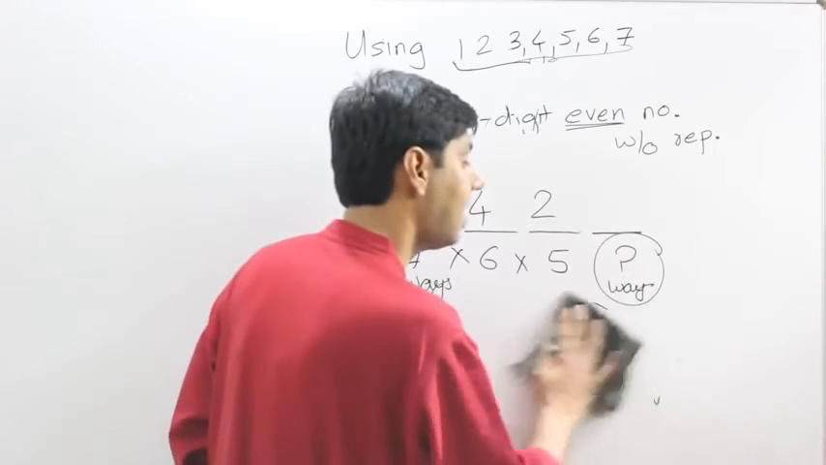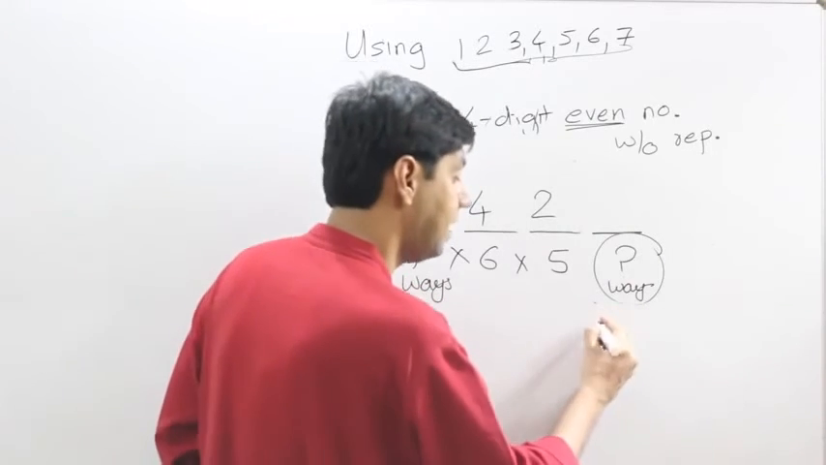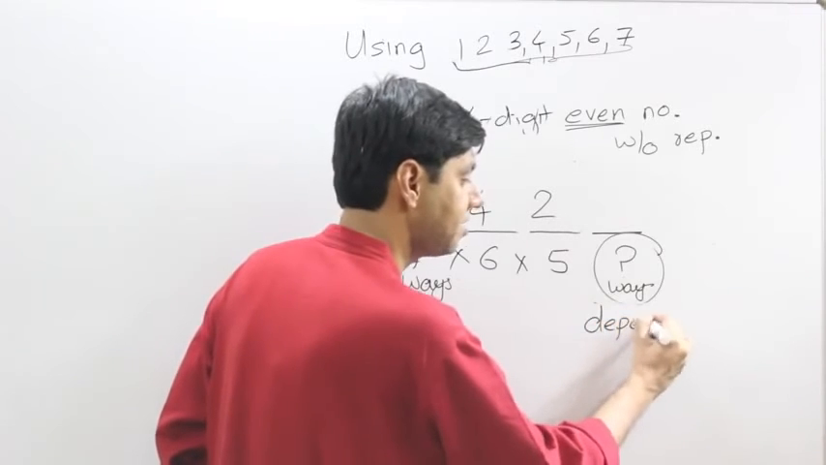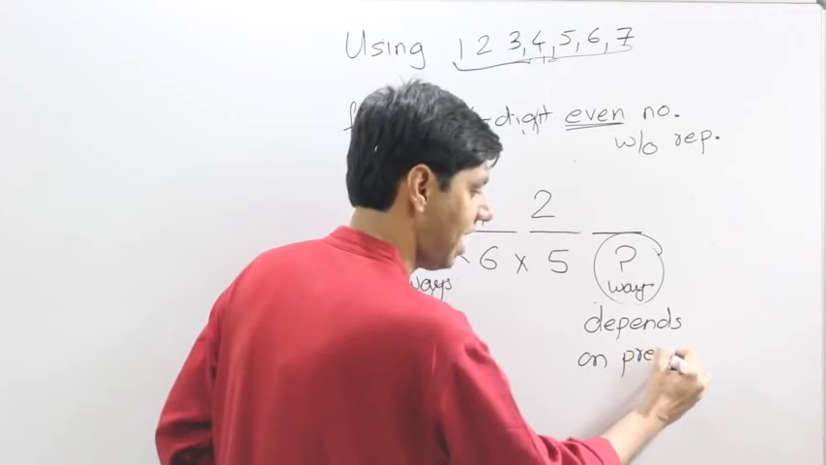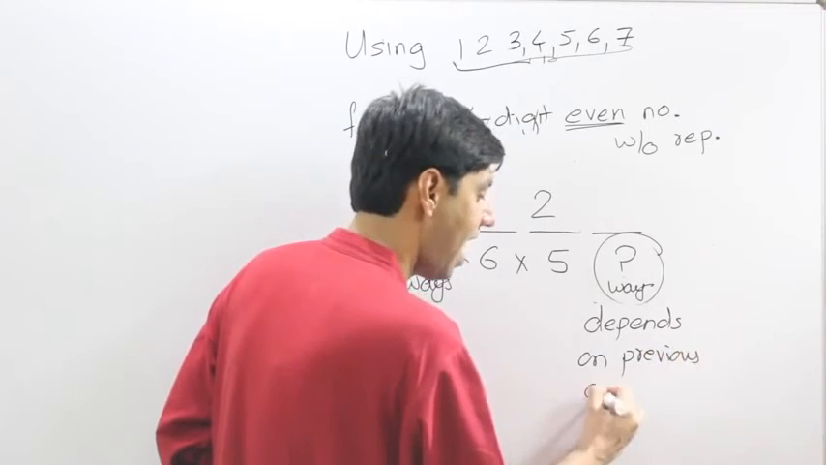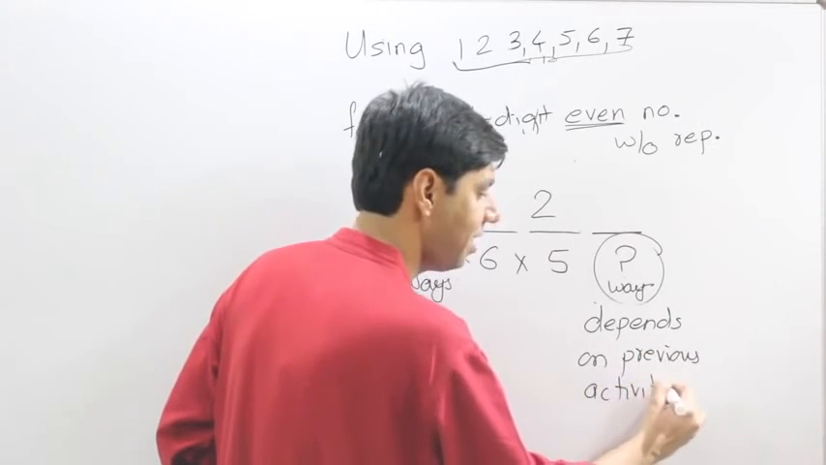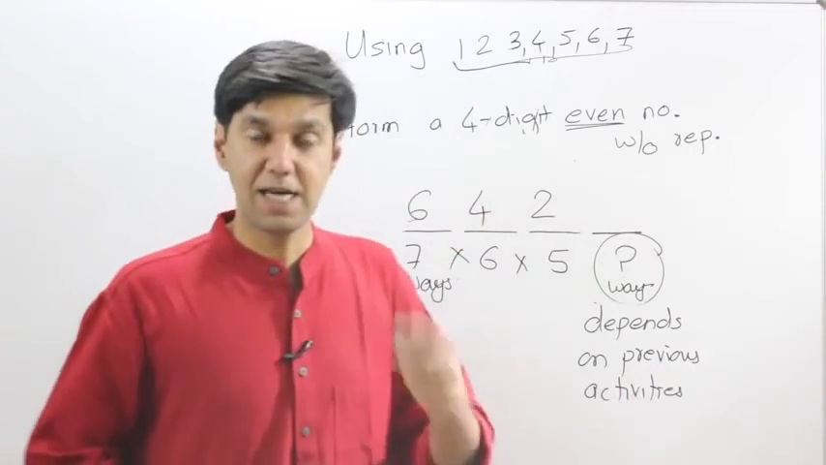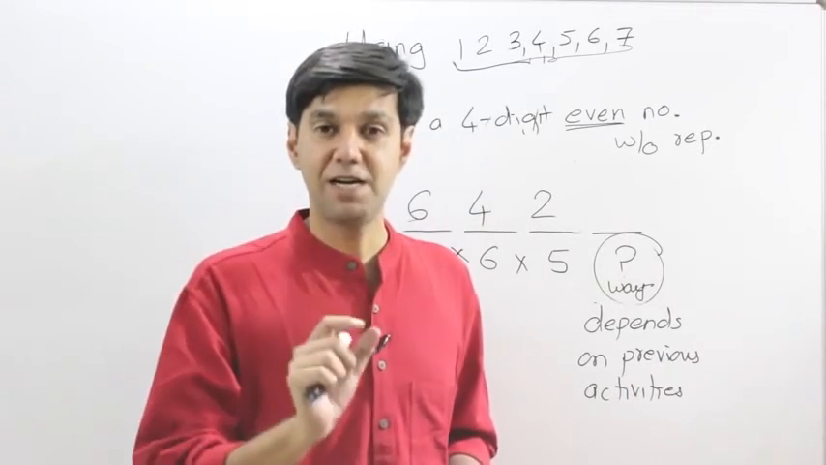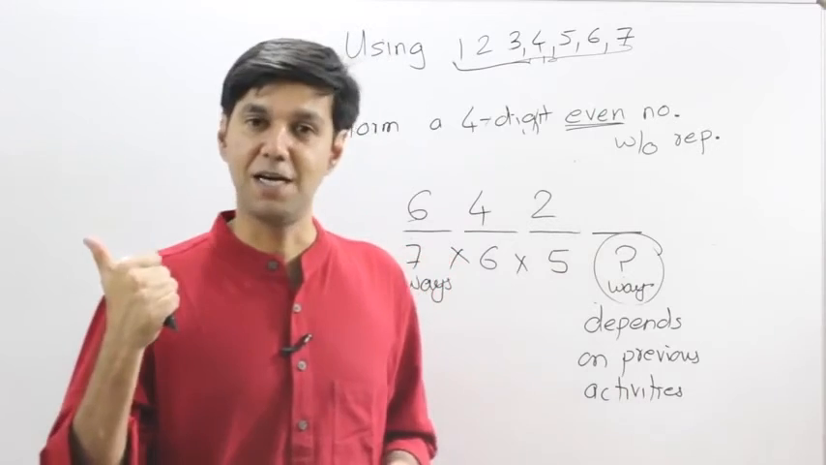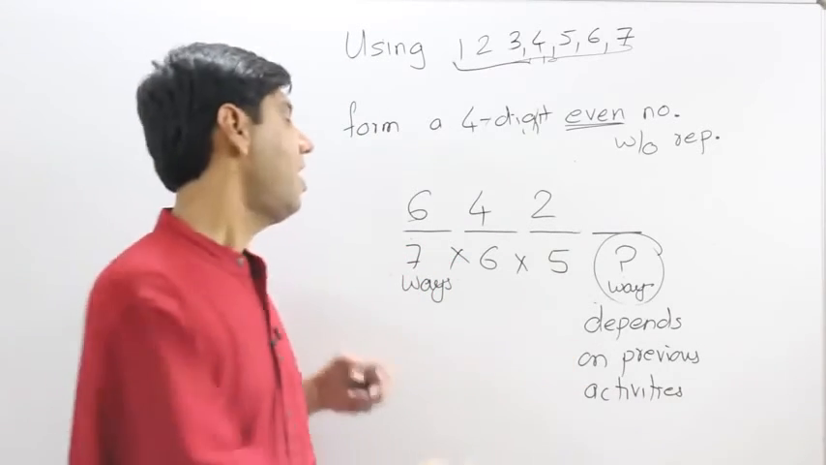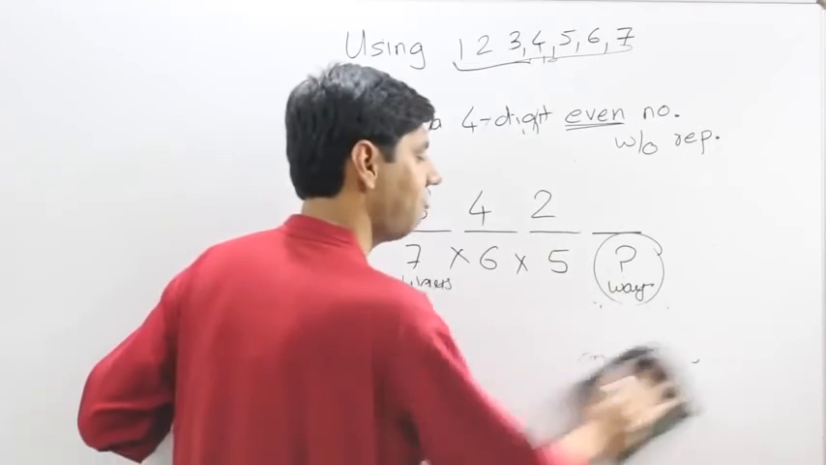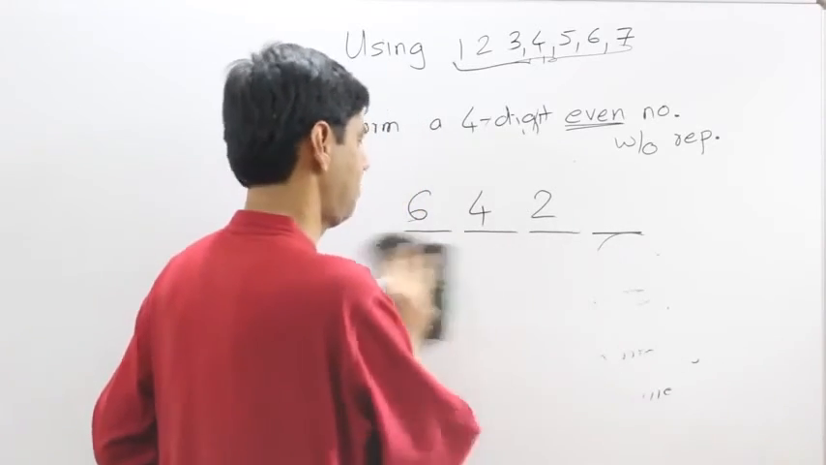Here the answer to in how many ways it can be filled depends on the previous activities, right? And whenever in PNC you get an answer that the number of ways an event can be done depends on something done earlier, it's going to be very, very difficult to handle. So it is necessary that you start off with the units position.